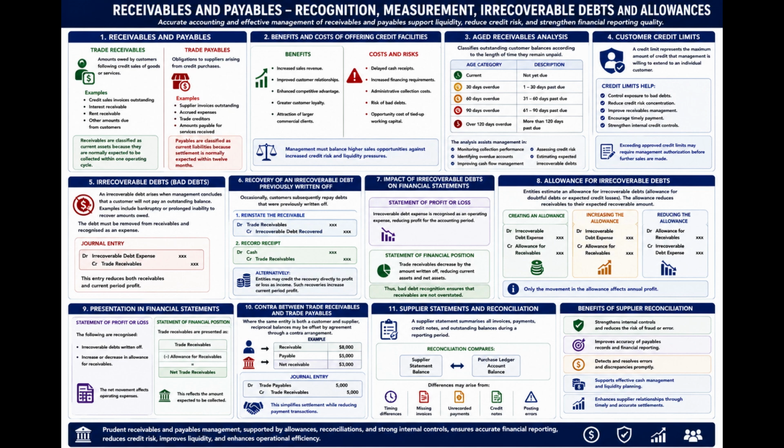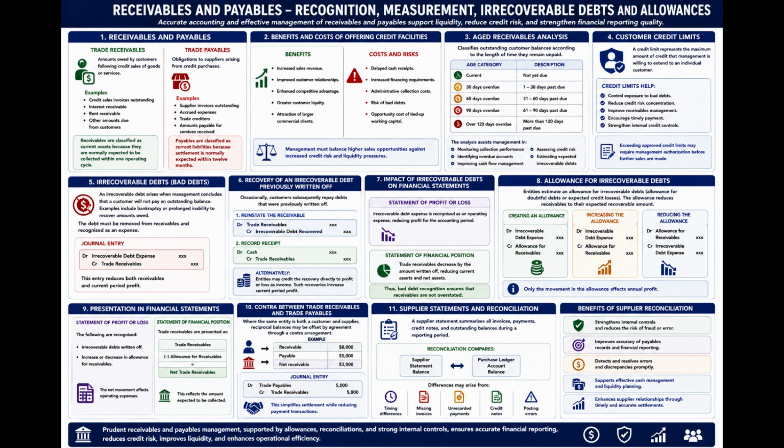Trade payables. Trade payables represent obligations to suppliers arising from credit purchases. Examples include supplier invoices, outstanding accrued expenses, trade creditors, amounts payable for services received. Trade payables are classified as current liabilities because settlement is normally expected within 12 months.